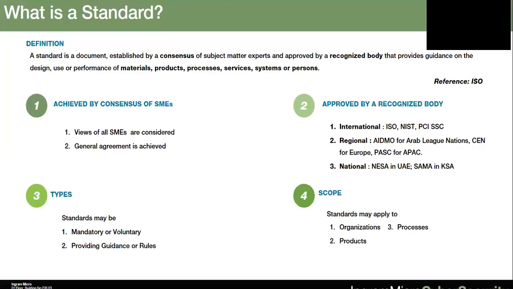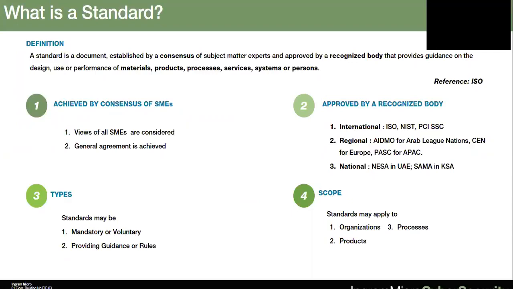So PCI DSS is a good example of a standard that is quite mandatory, with mandatory control requirements. On the other hand, we have ISO 27001, which is somehow open for interpretation. So in terms of scope, it's section number 4 on this slide here. In terms of scope, a standard may apply to an entire organization, specific business, specific processes, products, systems, and so on.